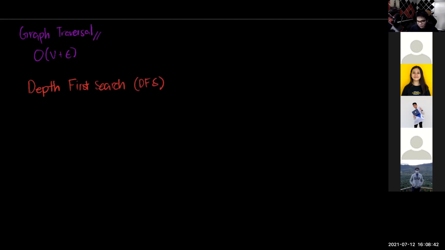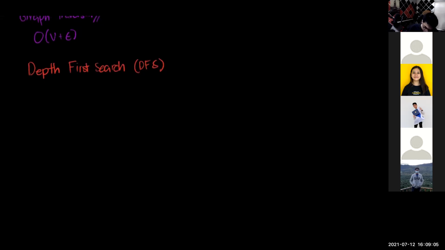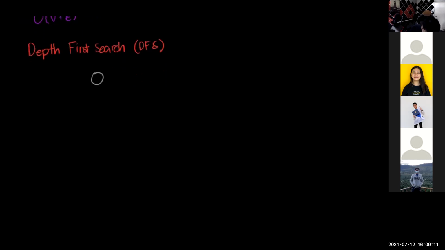So DFS is a searching algorithm or a traversal algorithm. Now it can be depth first traversal or depth first search. In this case, we'll consider it as a searching algorithm. What it means is we essentially try to traverse a graph by expanding nodes that are more deep than they are wide. So let's go into what that looks like.